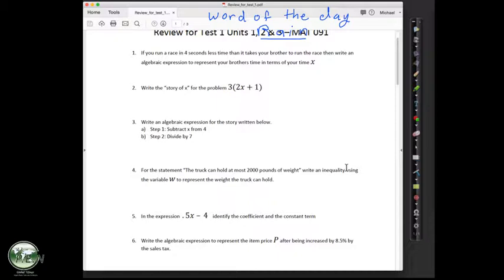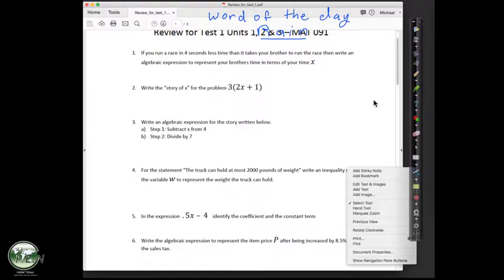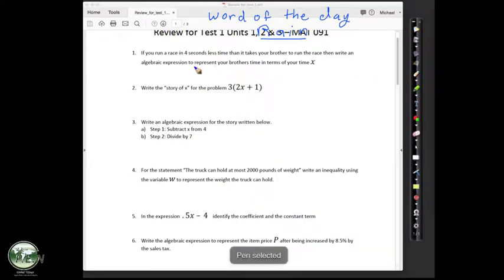Okay, so the first one, let's see, where are we? It's a word question. We look for numbers first. So I see something with 4 seconds and less. You run a race in 4 seconds less time than it takes your brother to run the race. And we're going to write an algebraic expression, not an equation, so there's no equals, just an expression to represent your brother's time in terms of your time, x.